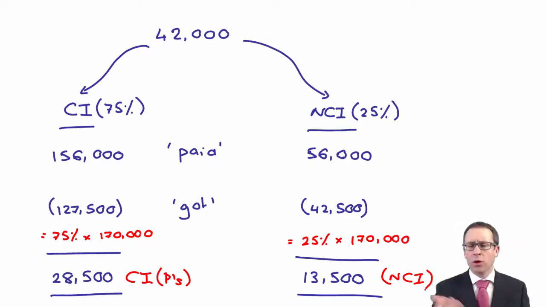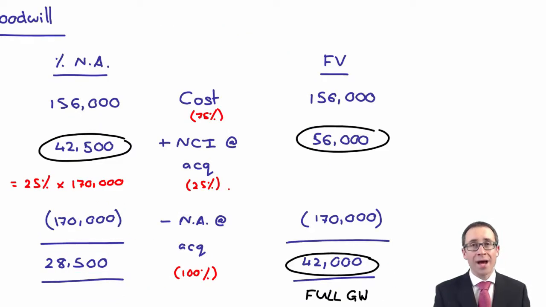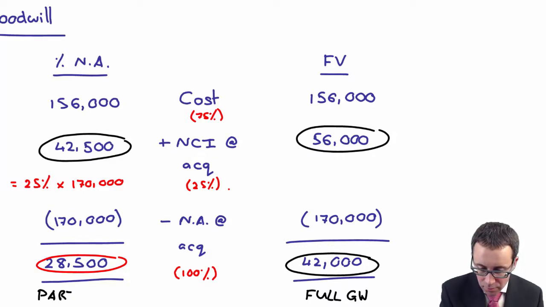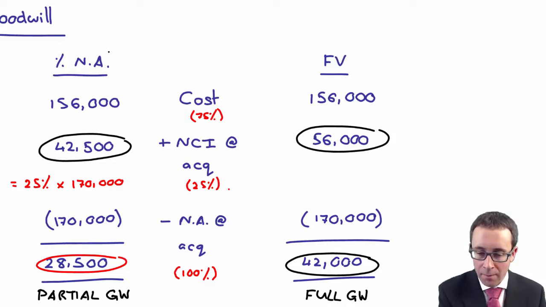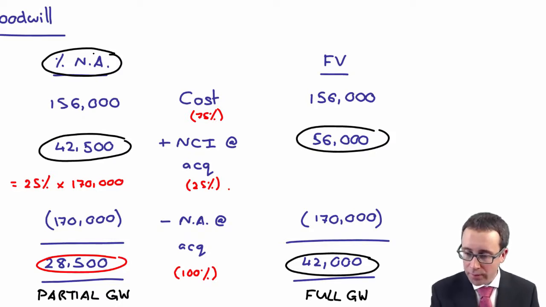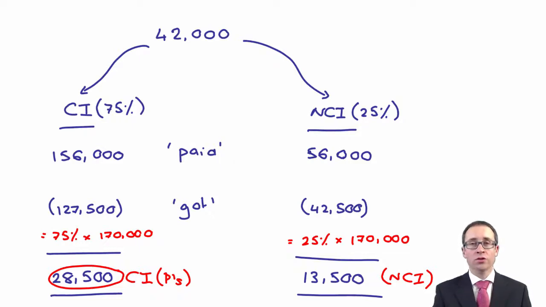And what I think is magic about it is, one, it totals up to 42,000. But two, if you look here at the 28,500, have we seen that number already? We have. Yeah, so here, the 28,500, the goodwill that we calculated under the proportionate share of net assets method, that just relates to the parent's goodwill only. And that's sometimes referred to as the partial goodwill method. So we have the partial goodwill method, whereby we work out the goodwill based upon NCI valued at a proportionate share of the net assets. And the full goodwill is whereby you work out the NCI based upon the fair value of the NCI. And that full goodwill not only gives you the parent's goodwill, but also shows you the non-controlling interest on top of that as well. So the NCI goodwill as well.